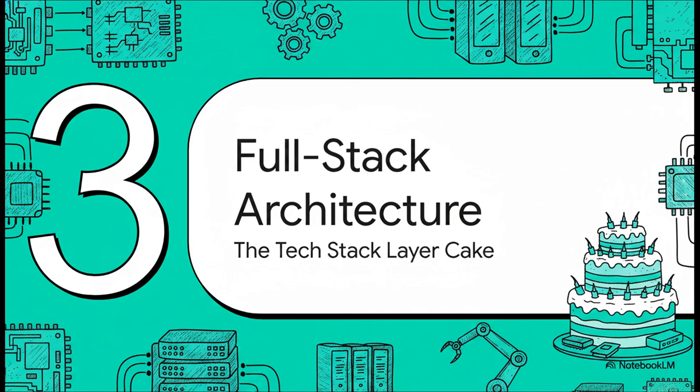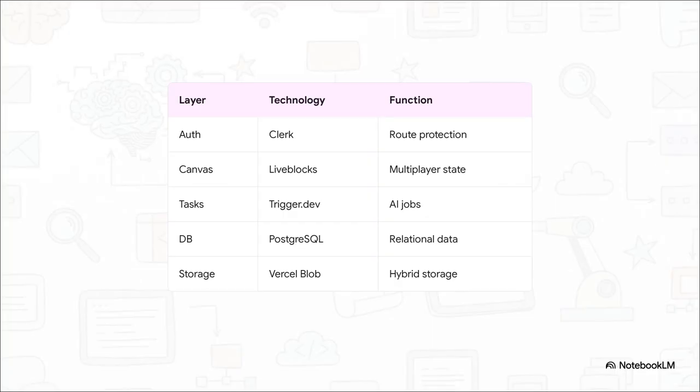Let's jump into Section 3, Full Stack Systems Architecture, the tech stack layer cake. You must define this full stack layer cake explicitly step by step. If you don't tell the AI you're using Liveblocks for your real-time canvas, it might just waste tokens inventing a custom WebSocket implementation from scratch. By outlining Clerk for identity, Trigger.dev for background tasks, and Vercel Blob to keep large artifacts out of your Postgres database, your AI agent transforms into a highly disciplined implementation engine.